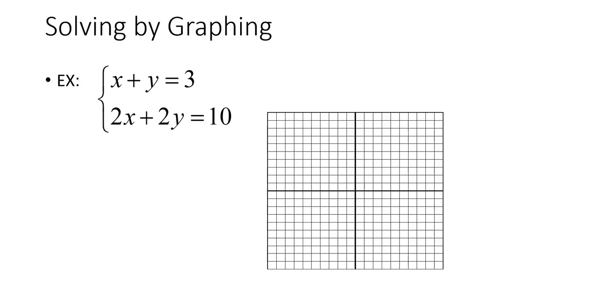All right, look at this one. x plus y equals 3, and 2x plus 2y is 10. So I'm going to just work on intercepts here. If x is 0, y is 3, right? 0 plus 3 is 3. And if y is 0, then x is 3. So this line goes through 0, 3, and it goes through 3, 0.